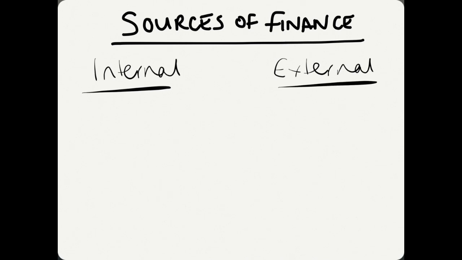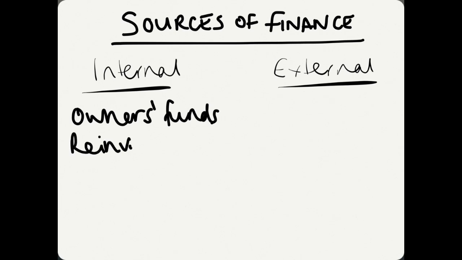Internal sources of finance usually include the owner's own money, so we would call it owner's funds. They might put their own money into the business. They could be reinvested profits, so profit left over from last year and put back into the business. Sometimes that's also called retained profits. Could be either in the exam.